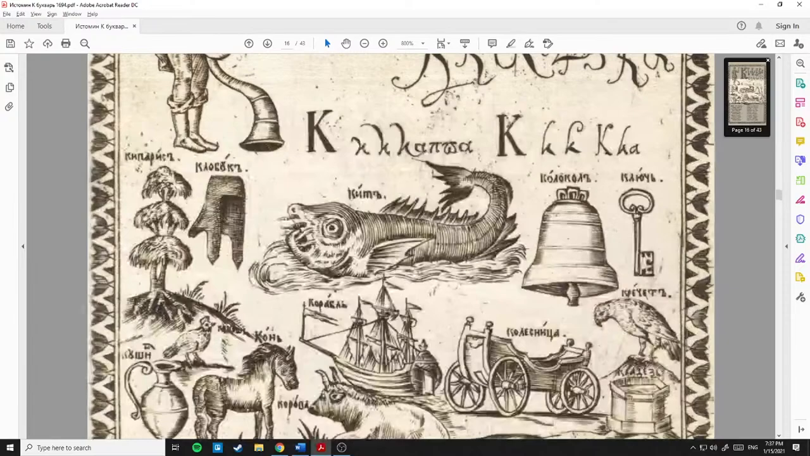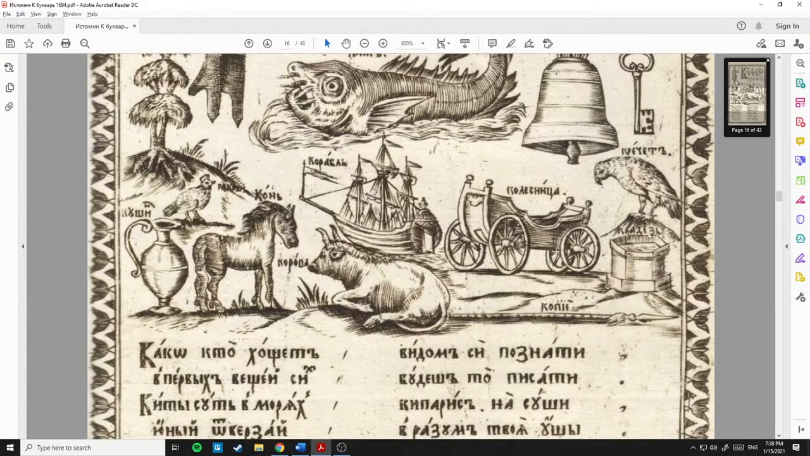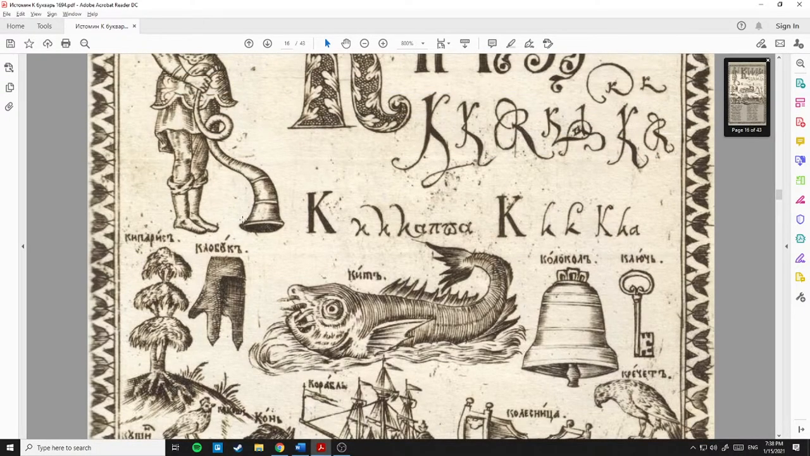Klobuk kit. Oh no, this is gonna be hard. Do you guys want to do one more? If so, let's do one more and then we'll bounce.